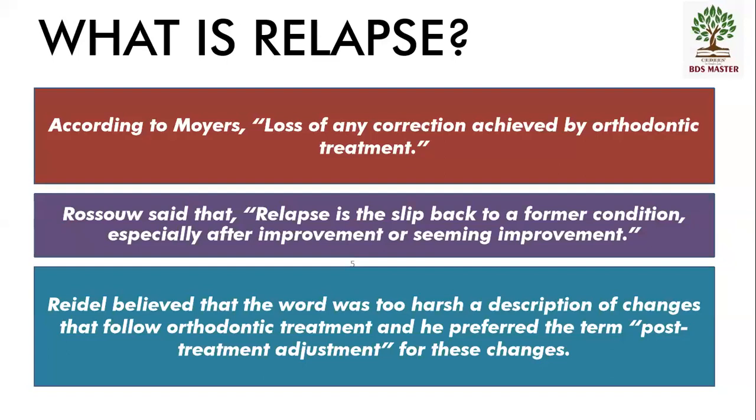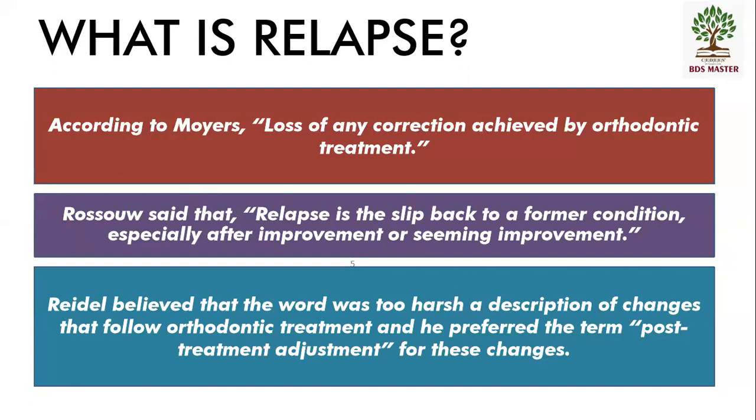Now, coming to what is relapse, what do you think is relapse? According to Moyers, again, loss of any correction achieved by orthodontic treatment is relapse. The Moyers definition, I would just like to point out, is the easiest to remember. So if a question, which could be a long essay, whatever, is asking you to define retention and relapse, I would say just go ahead with the Moyers definition because it is short, crisp, and sweet.